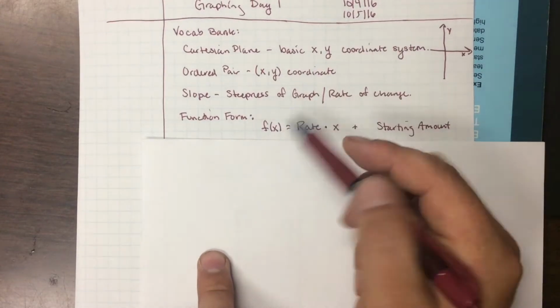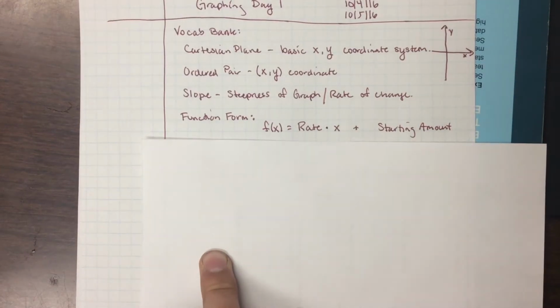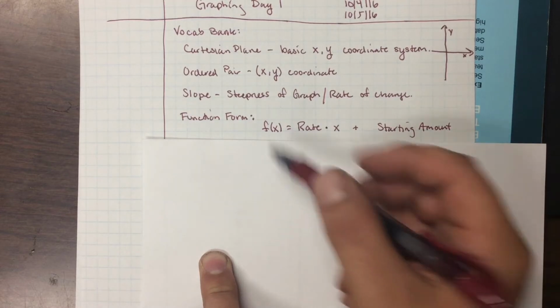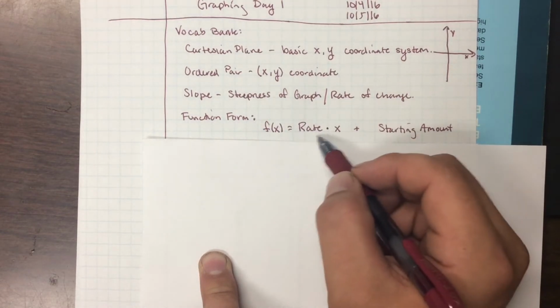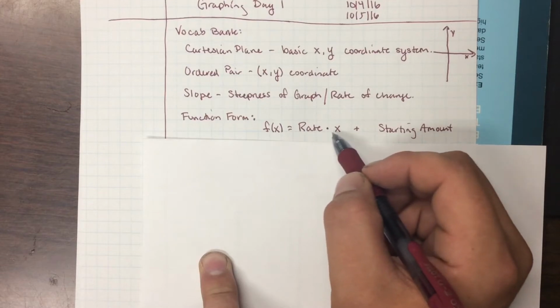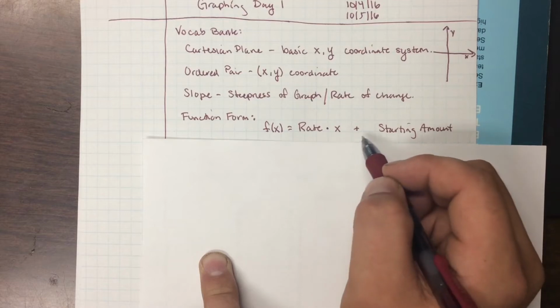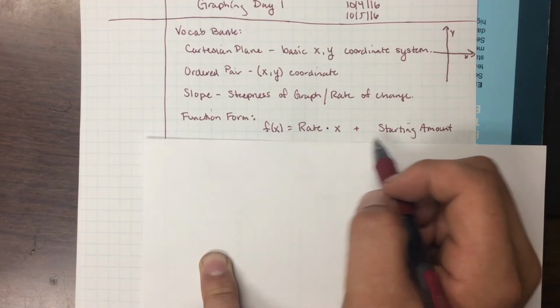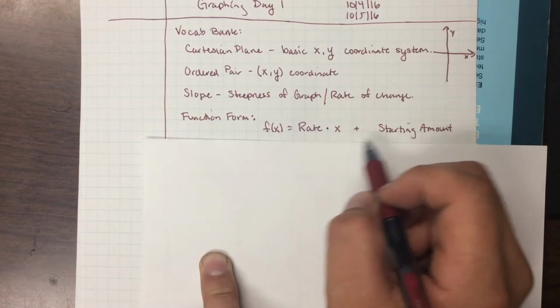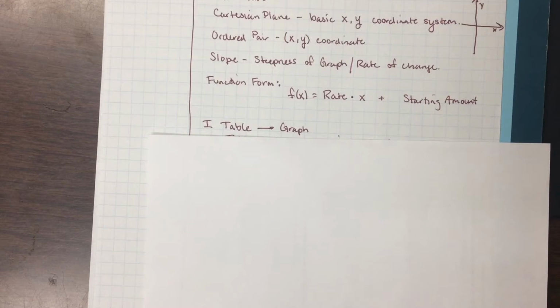And then we have this function form of an equation. I put this up on the board, but I want to make sure you guys have it in your notes. It's f of x, our outputs, equals the rate times x. So a rate, any type of rate that we can read in a problem or develop, times x plus a starting amount. These are the equations that we really care about this entire year: some rate times x plus a starting amount.